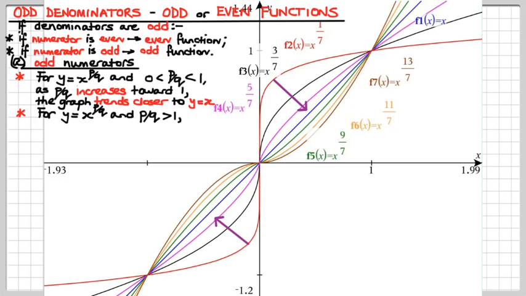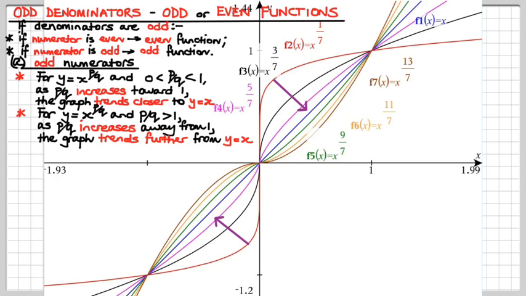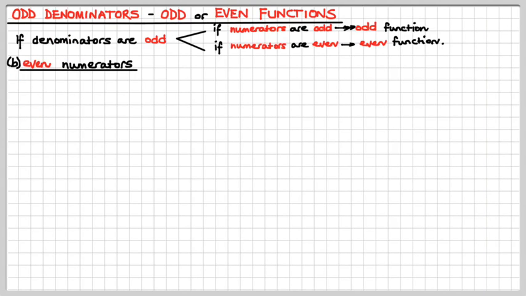For y equals x to the p over q, where p over q is greater than 1, the opposite effect's going to happen. So as p over q increases away from 1, getting bigger than 1 progressively, the graph trends further away from the graph y equals x, and here come the arrows. See? These are continuing in the same direction but getting further away now as the fraction gets larger and larger. These improper fractions get larger and larger. And the same corresponding thing is happening over this side here. That's what's going on, guys. Now, that's pretty marvellous, isn't it?